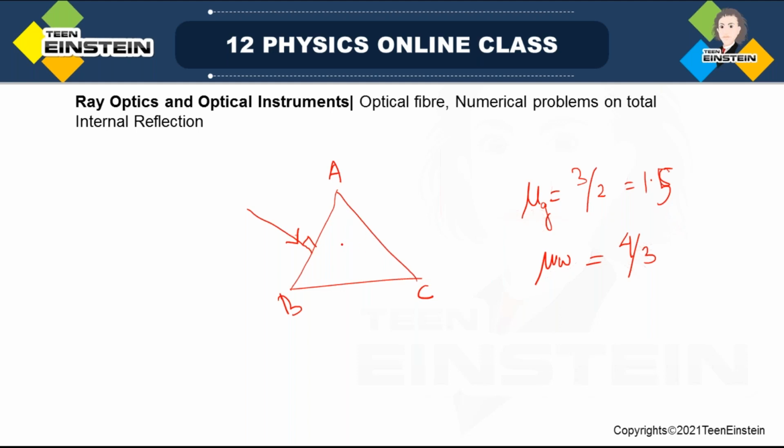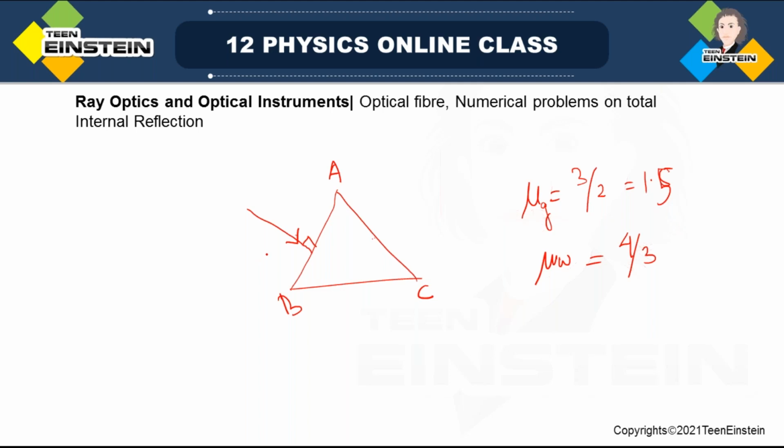Suppose this is getting refracted. After refraction, it will go and strike over here. So the question is, whether this ray, which is falling normally on this AB surface, would suffer total internal reflection. You have to justify your answer.